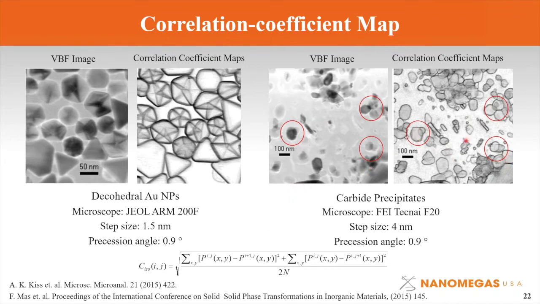Now, the reason that the correlation coefficient map can reveal through thickness structure like this is because it's defined in such a way that it compares the diffraction pattern obtained from a certain region of the map with its nearest neighbor along the scan direction and perpendicular to the scan direction, so that if there is any change in the diffraction condition, the contrast will be brought out.